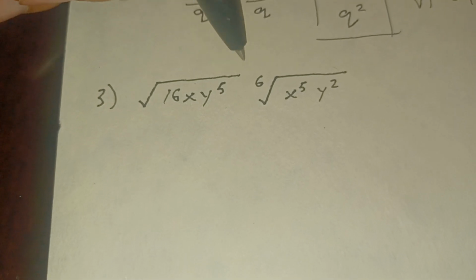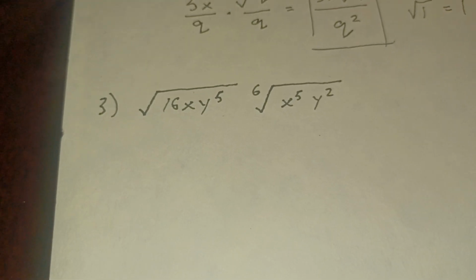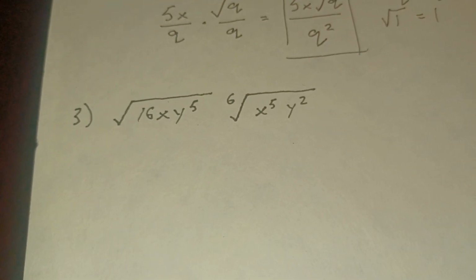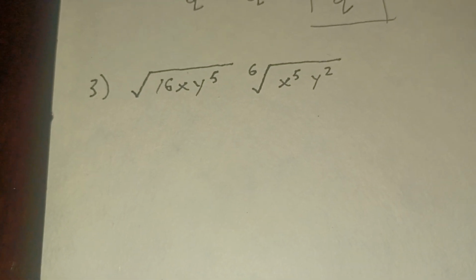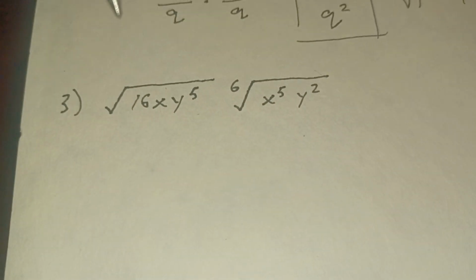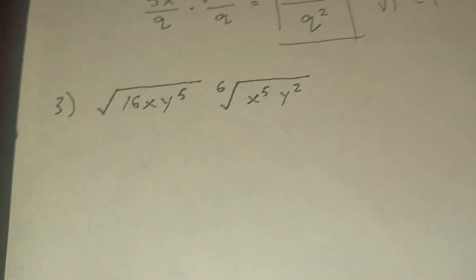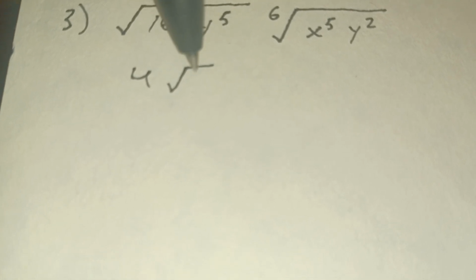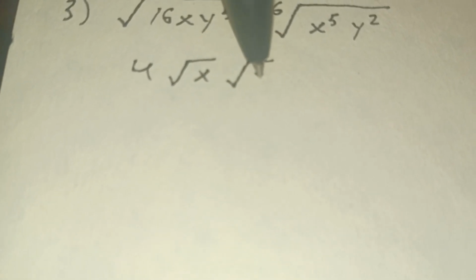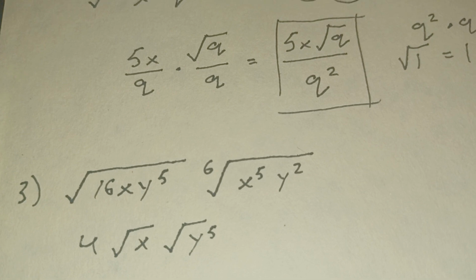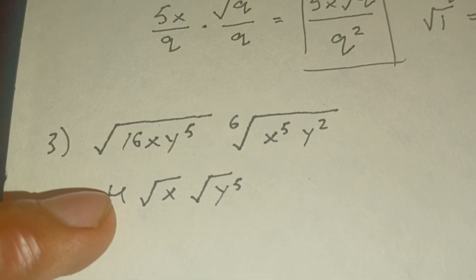The square root of 16x y to the 5th power multiplied by the 6th root of x raised to the 5th power times y raised to the 2nd power. Right off the bat, we can see that the square root of 16 makes a perfect square, so we can take that out. It's going to be 4. Let's separate this to make it easier: the square root of x times the square root of y to the 5th power. Why is there a 4? Because like I said, the 16 makes a perfect square. 4 times 4 is 16.